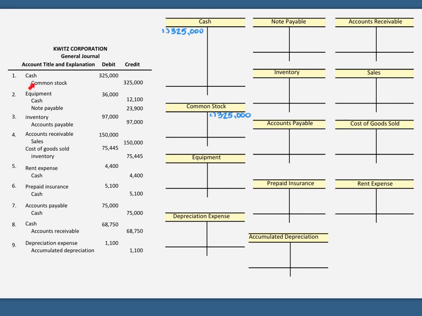Our next one, we have equipment, $36,000 debit, cash, $12,100 credit, note payable, $23,900 credit. So we'll post those as well. So we have equipment down here, a debit for $36,000. We have cash going down, $12,100. And then we have the note payable, which is a credit, $23,900.